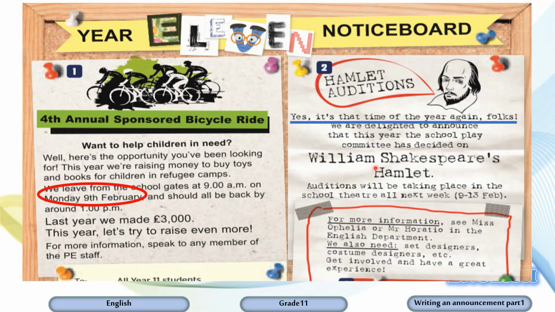So what do you think this is? We leave from the school gates at 9 a.m. on Monday, 9th February. So they leave from school. Do you think this will happen on the school premises? No, of course not, because they will leave the school and they should all be back by around 1. So they will do the activity outside the school.